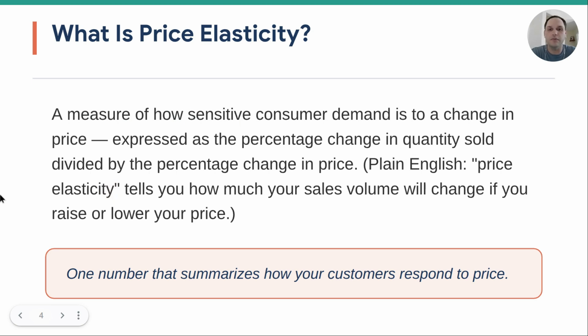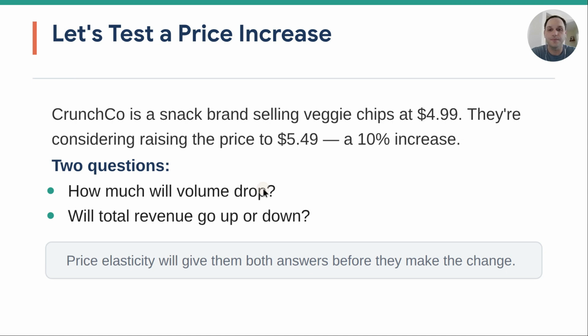Price elasticity of demand is a measure of how sensitive consumer demand is to a change in price. It's expressed as a ratio, the percentage change in quantity sold divided by the percentage change in price. In plain English, it tells you how much your sales volume will move if you adjust your price, and by how much. The result is a single number, the elasticity coefficient, that summarizes your customer's price sensitivity in a form you can work with and communicate clearly.